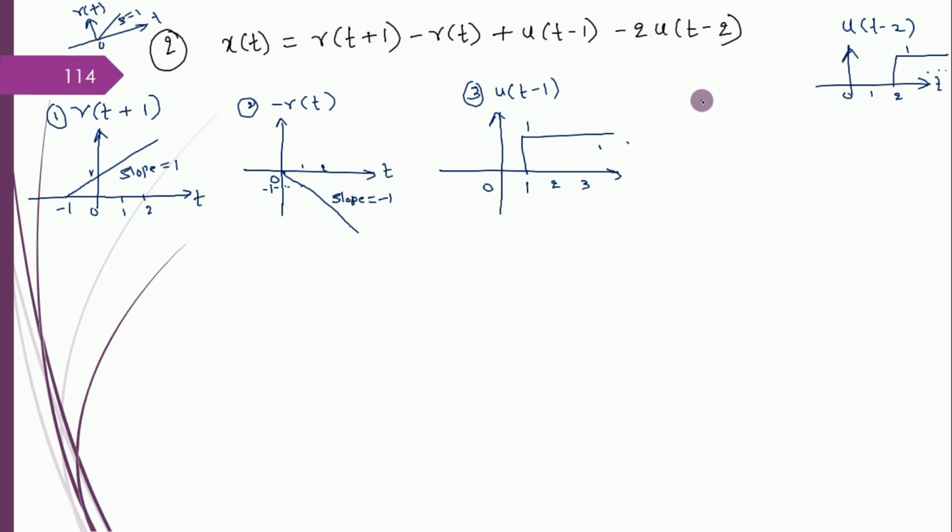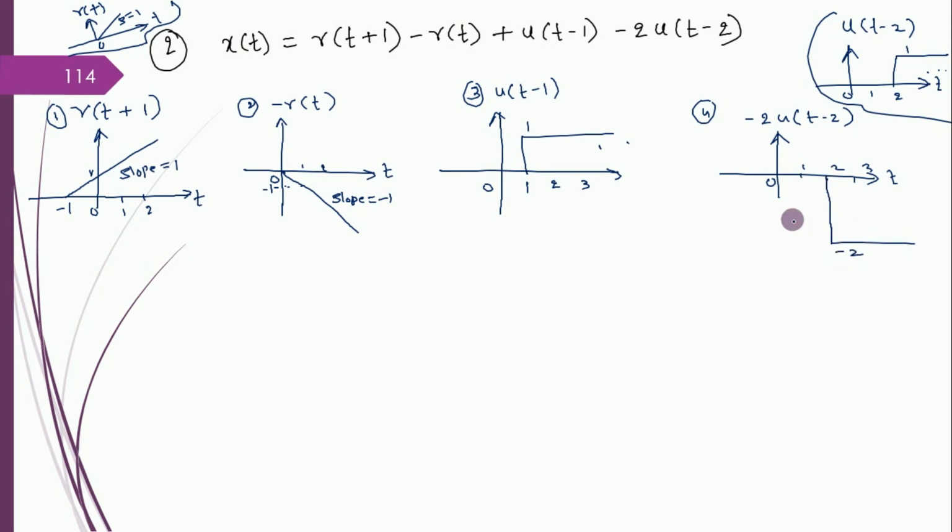Hence the fourth term, minus 2 u of t minus 2, is written as follows, just for rough work. This is t: 0, 1, 2, 3, it continues. Here this gets amplitude minus 2. This is minus 2 into u of t minus 2.